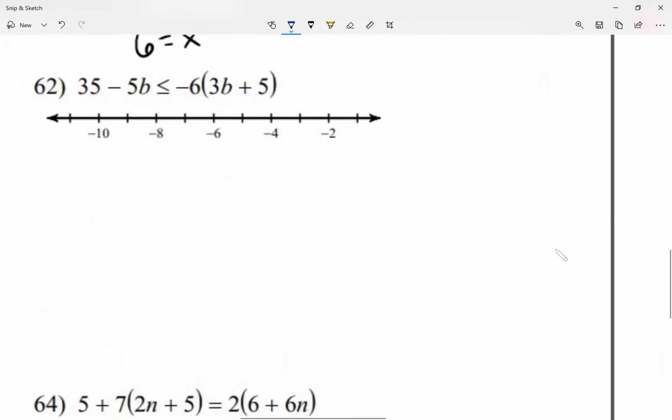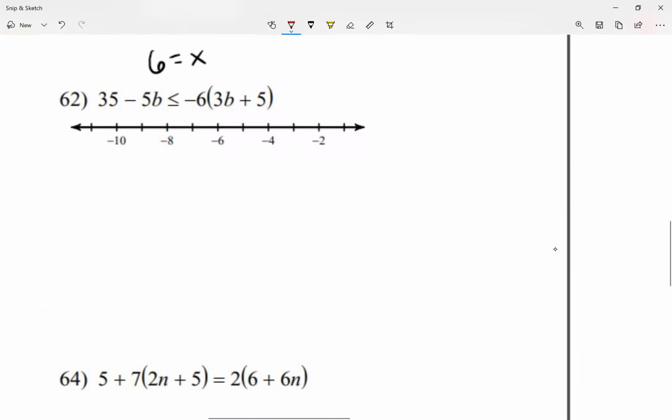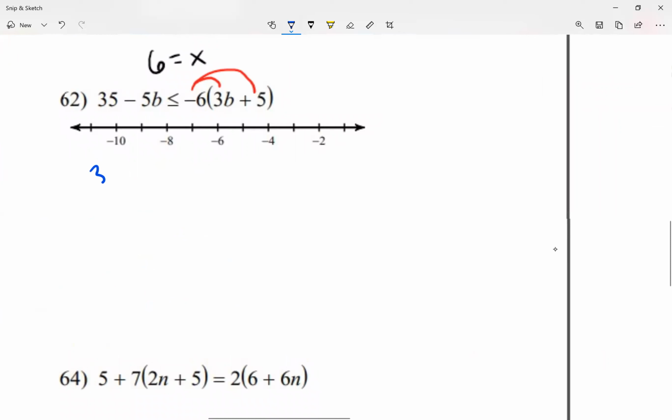Now let's take a look at number 62. Let me get rid of parentheses. So this negative 6, I'm going to multiply to the inside. So that gives me 35 minus 5b is less than or equal to negative 18b minus 30. If you can combine anything on the left, combine. If you can combine anything on the right, combine. You were not going to see much combining today, but tomorrow we will.